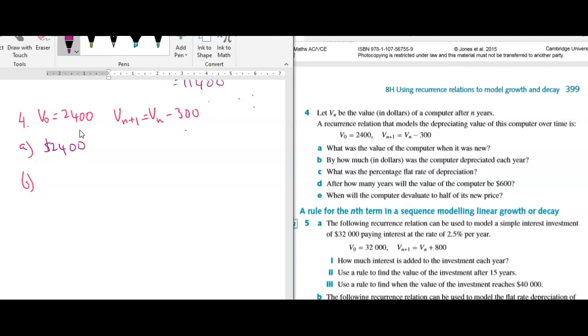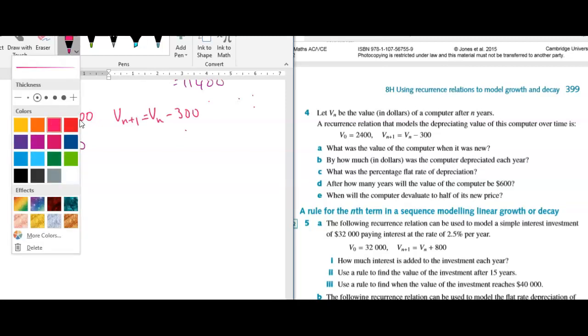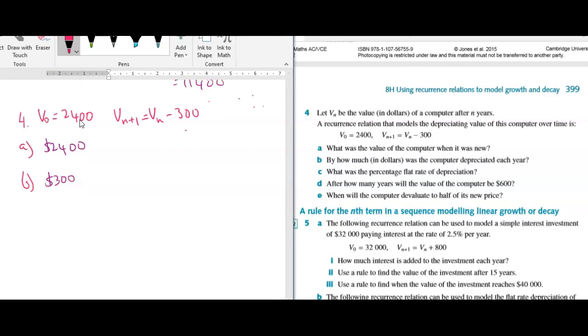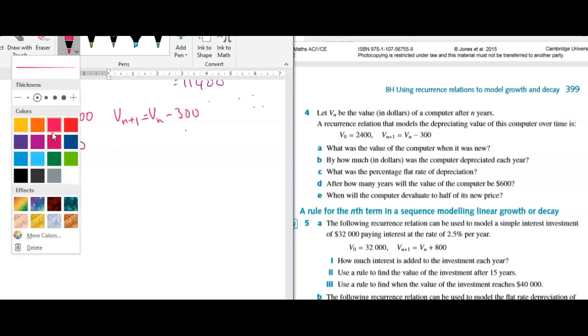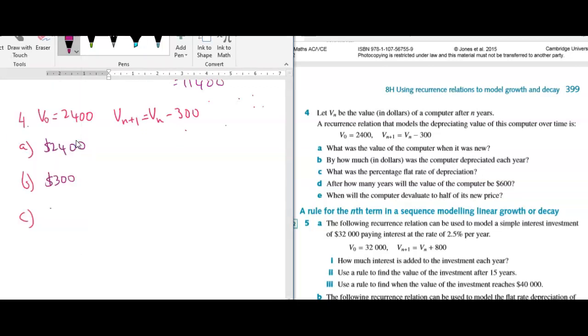By how much in dollars was the computer depreciated each year? So I said that before, so $300. That's just reading the recurrence relation. What was the percentage flat rate depreciation? So we have our amount of depreciation, so 300 over our starting amount times 100. So 300 over 2,400, I'll just get the calculator up.